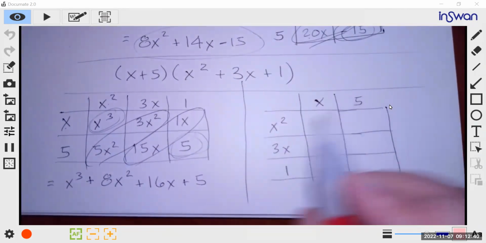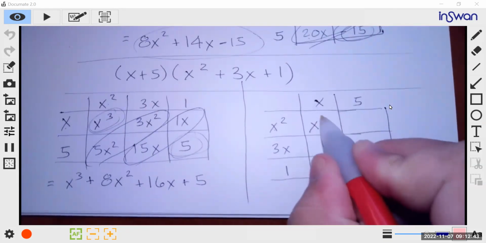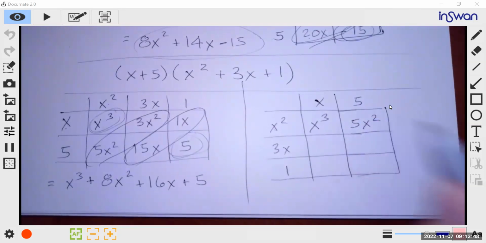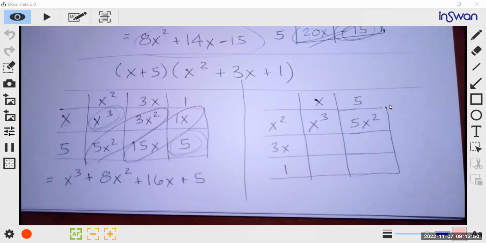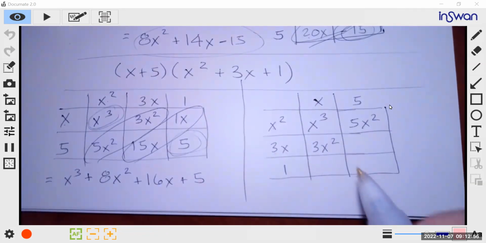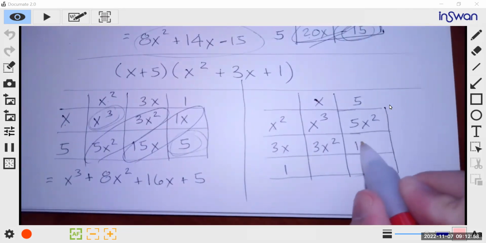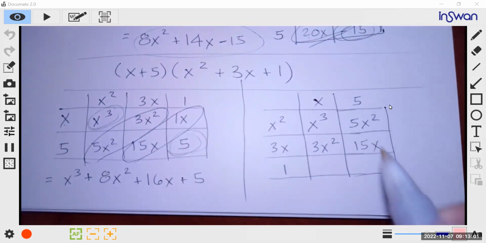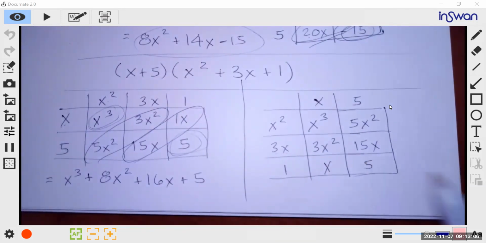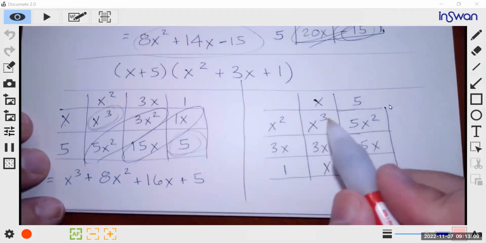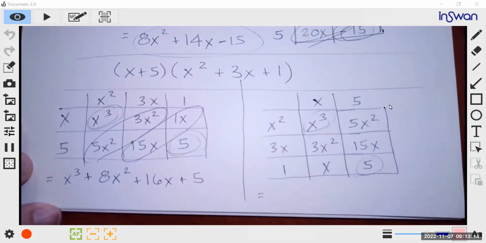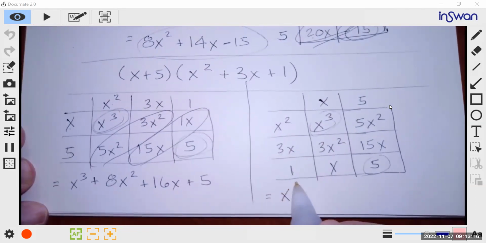Let's do the second one then. X squared times x is x cubed. X squared times 5 is 5x squared. 3x times x is 3x squared. 3x times 5 is 15x. 1 times x is x, and 1 times 5 is 5. The top and the bottom are beginning and the end, so x cubed.